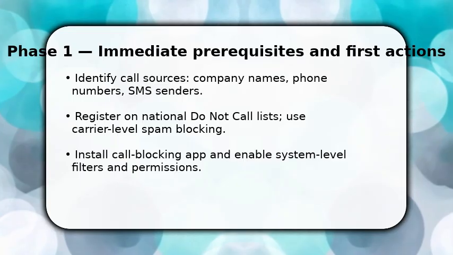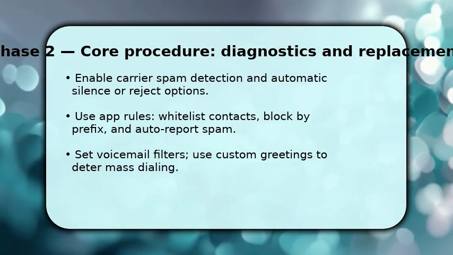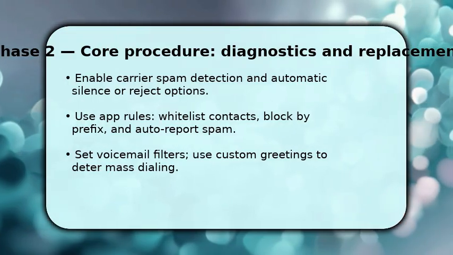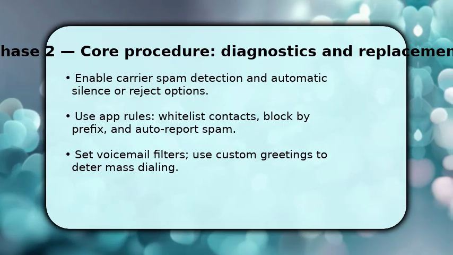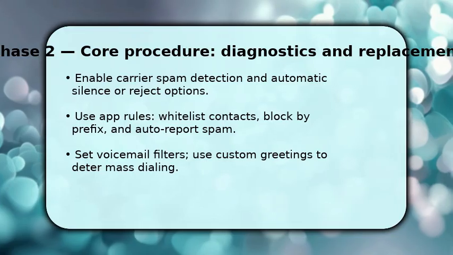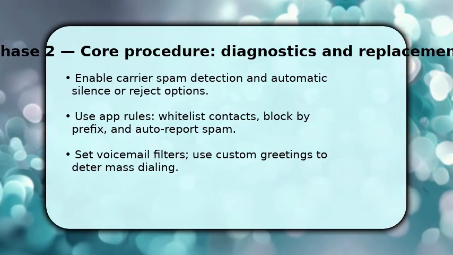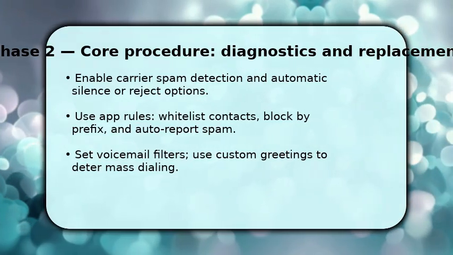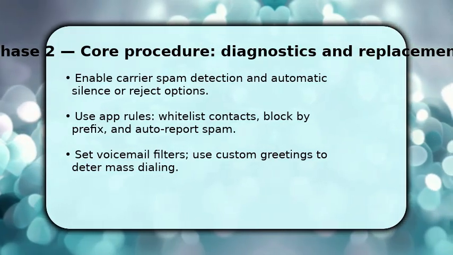Once the basics are active, add layers so callers can't slip through. Turn on carrier spam detection and set unknown callers to silence or auto-reject. Then configure your call blocking app with rules. Block entire prefixes, create a whitelist for known contacts, and auto-report suspicious numbers. Also change your voicemail greeting to discourage mass dialing. Briefly state you do not accept unsolicited offers. These layers reduce false negatives and cut down repeat attempts.